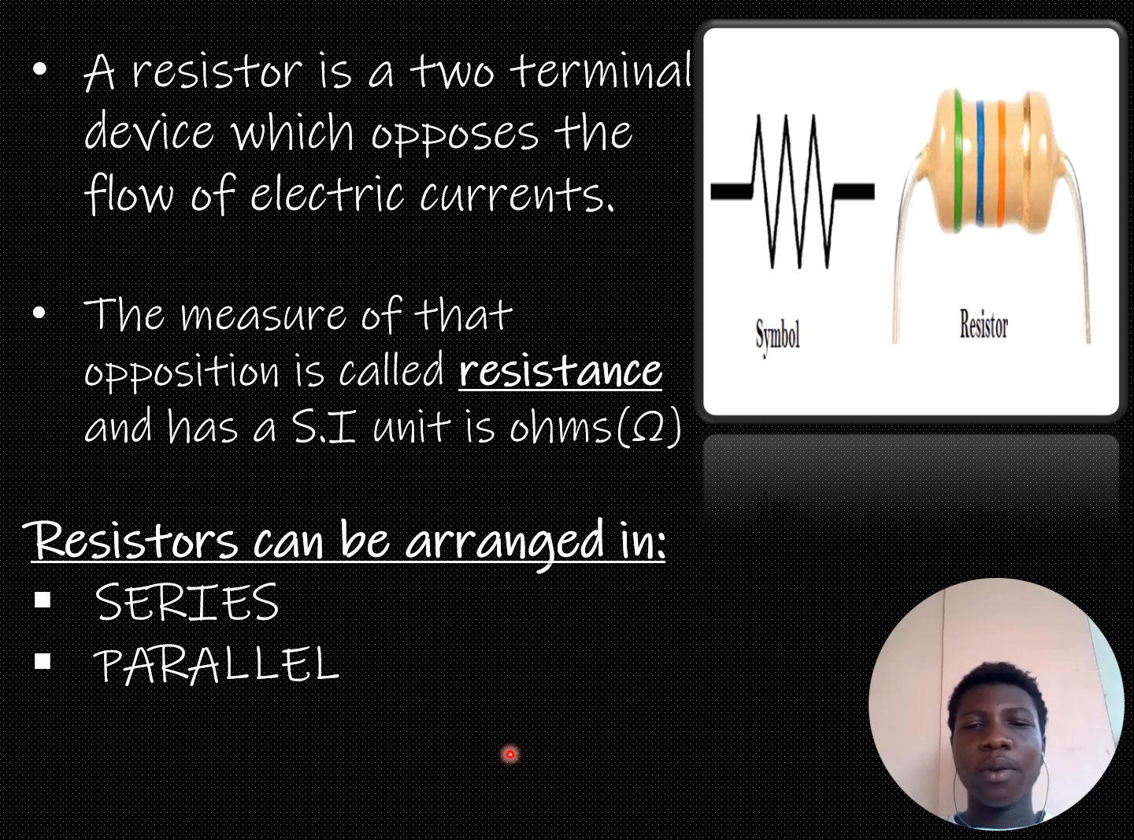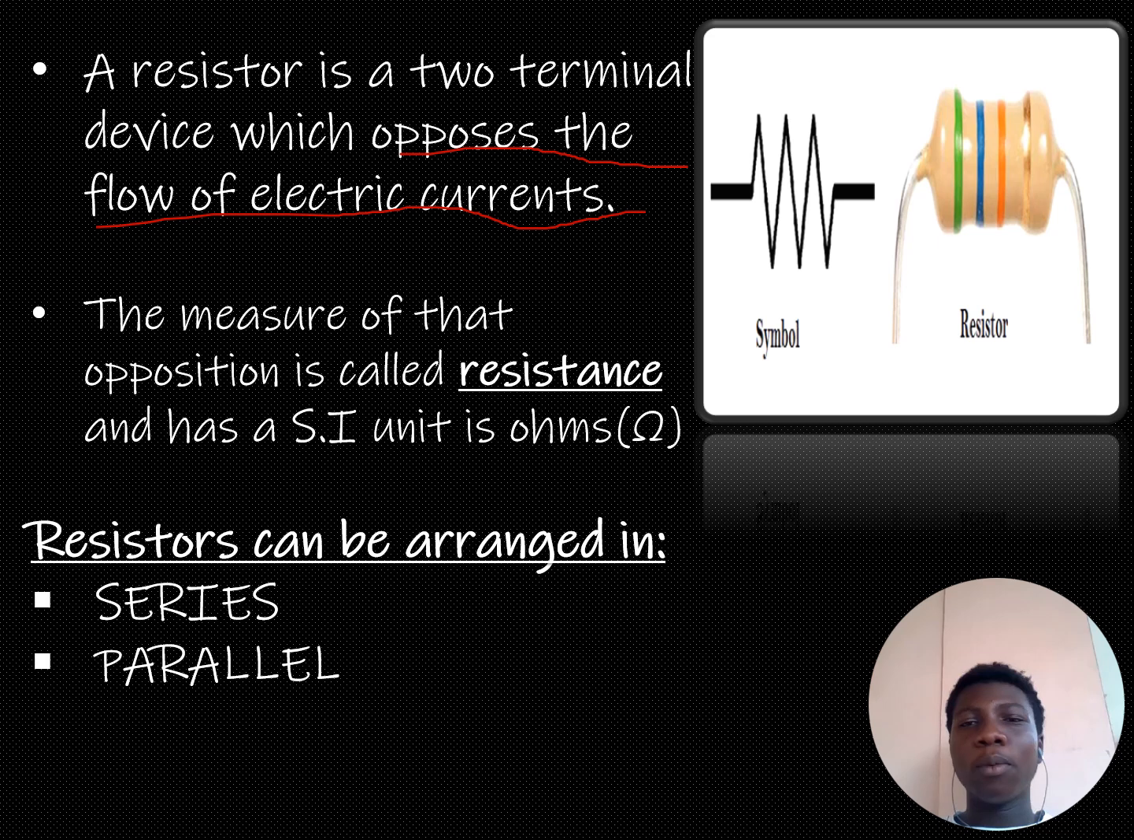The reason why we are saying it's a two-terminal device is that this is what a typical resistor looks like. See, one terminal on this side, the other terminal on the other side. So that's why we are saying it's a two-terminal device. And its main function is to oppose the flow of electric current. That's the main function of a resistor. So put this in mind.